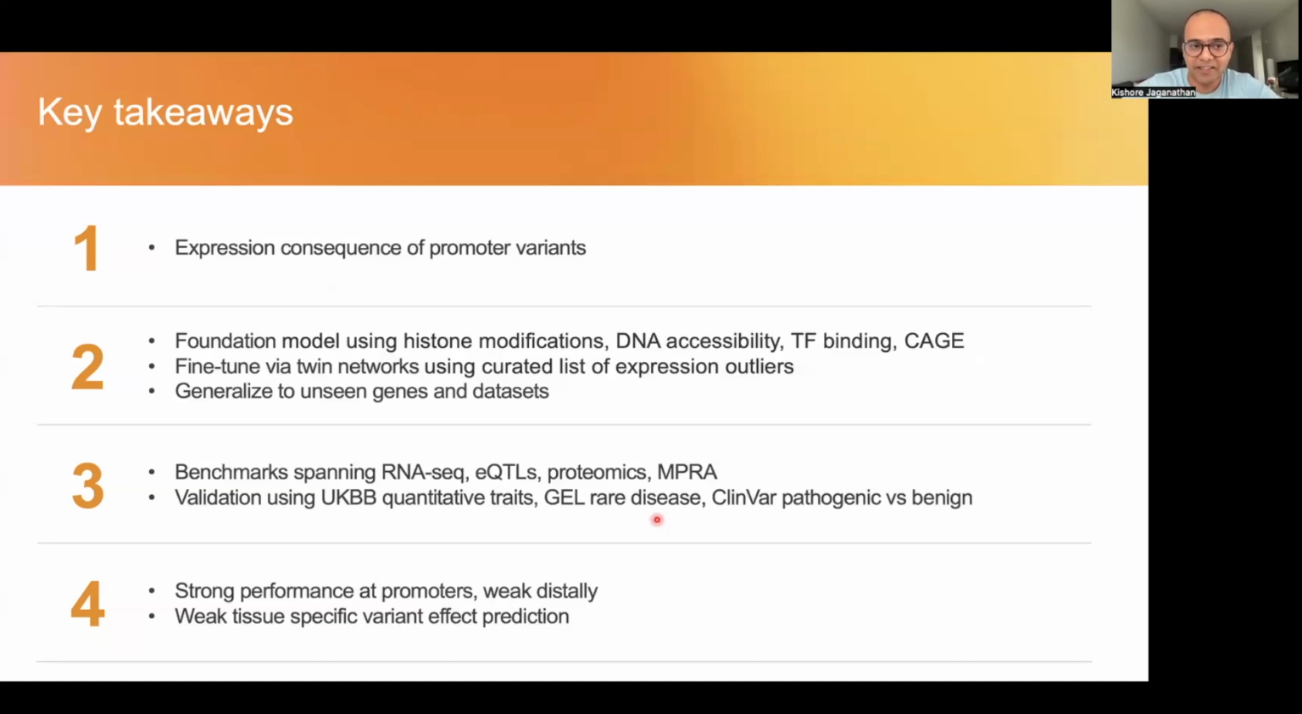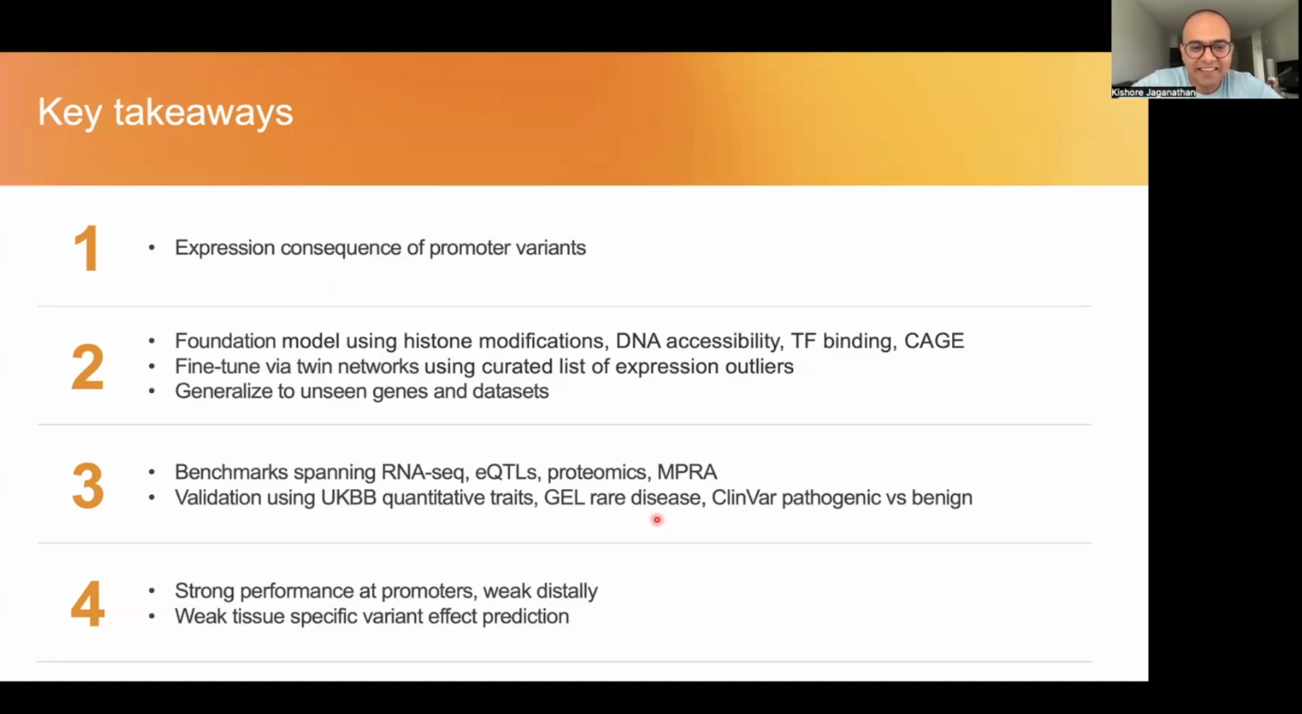There's many ways to do the fine tuning. The most effective way is to do it via the twin network setup that I mentioned before. And we have also shown performance across benchmarks spanning RNA-seq QTLs, proteomics, and MPRA, and validated it on gnomAD, UK Biobank, Genomics England, and ClinVar.